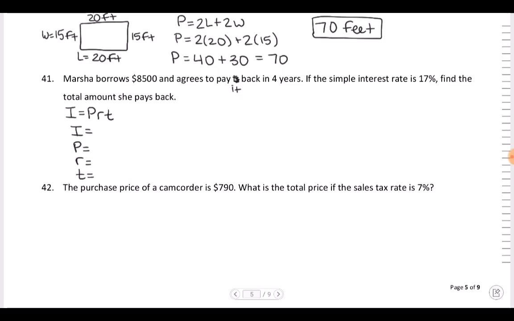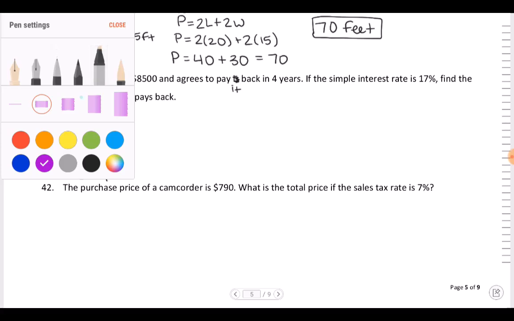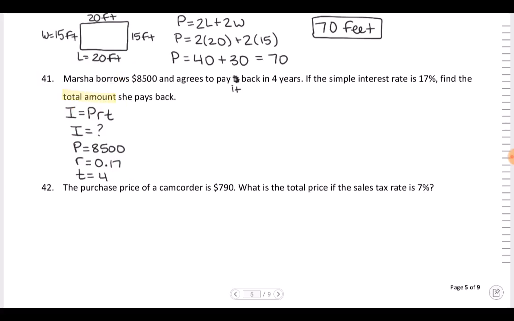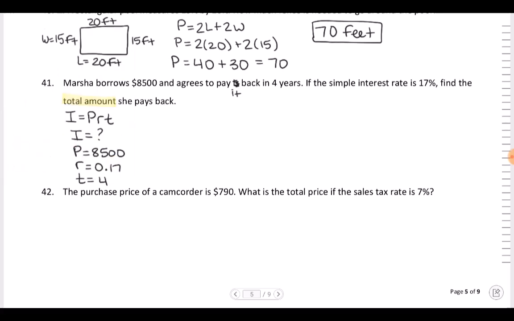So Marcia borrows, that's the principal, 8,500, and agrees to pay it back in 4 years. So that's my time. And the rate is 17%, which as a decimal would be 0.17. Find the total amount she pays back. Okay, now the total amount is kind of an important distinction here. Total amount. This is only going to tell me the interest. And we need to know how much she has to pay back. Well, she's going to have to pay back that $8,500 plus the interest, right?